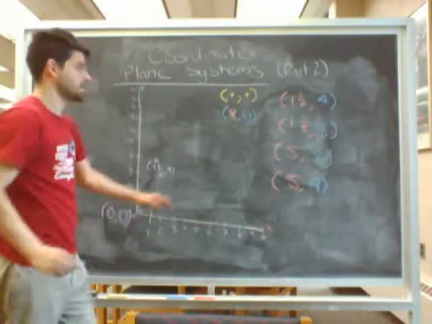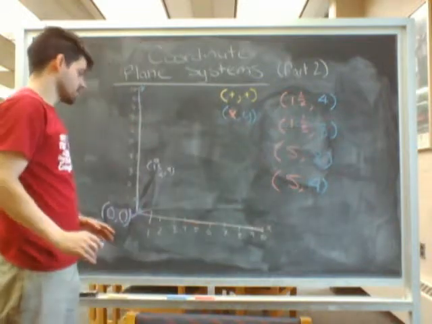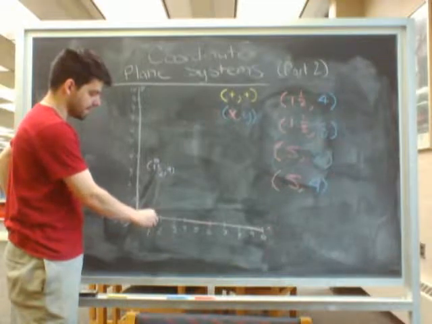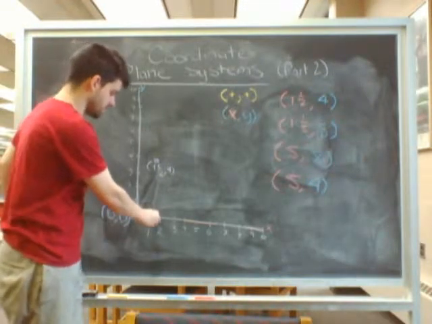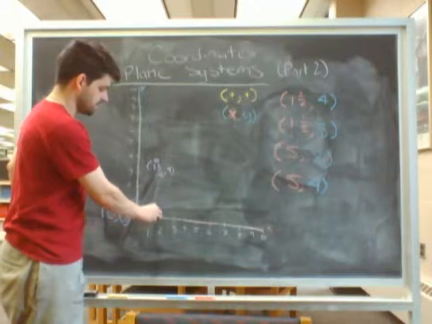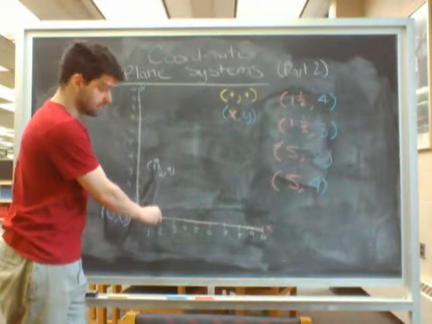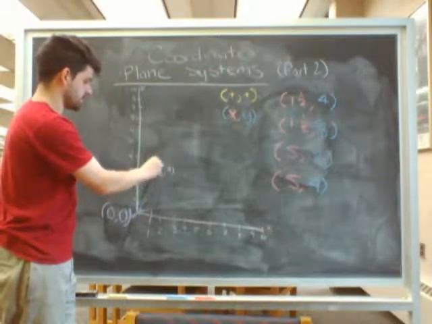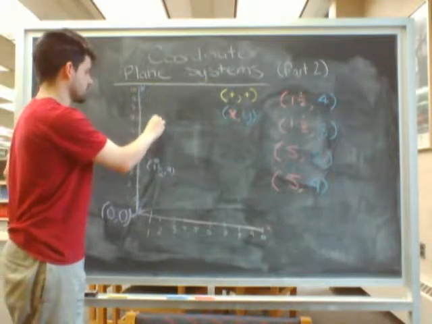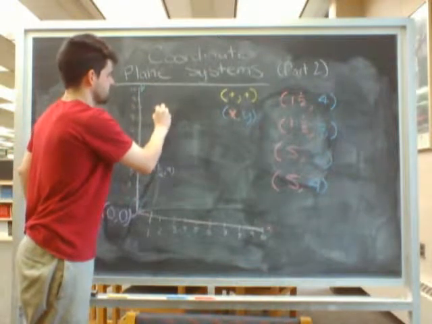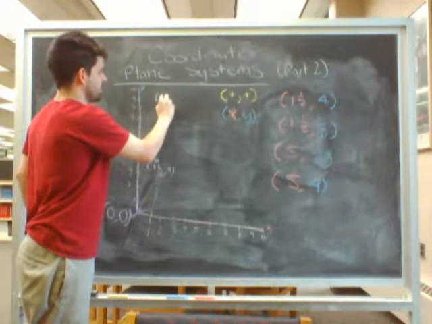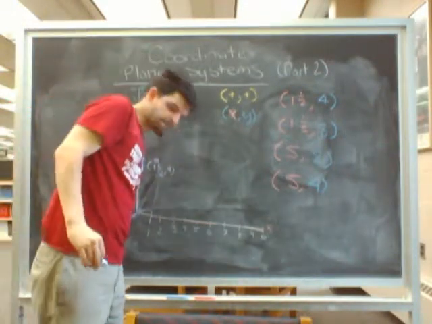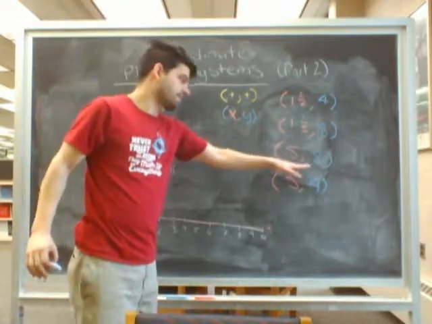Alright. Next, we have 1.5, 8. Again, this player is going to move 1.5. Again, he's not going to go to 2 just yet, or not quite to 2. Then he's going to move up 8 units. Okay. 1, 2, 3, 4, 5, 6, 7, 8. Okay. I'll mark this 1.5, 8.